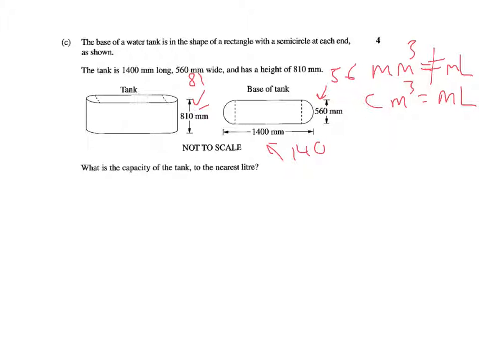So the base of a water tank is the shape of a rectangle with a semicircle at each end, and the tank here is 1400 millimetres. What is the capacity of the tank? Okay, guys, what we need to do now is find the volume of the tank. Now, volume is equal to the area of the base times the height.